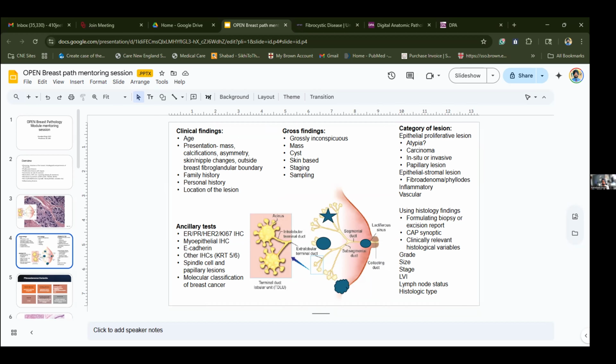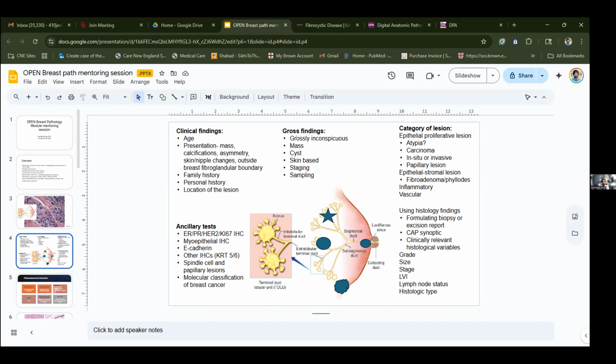Family history is important. As you know, many of the breast lesions, especially the cancer, 10 to 15% are hereditary. They have a genetic hit. Personal history, whether the patient has a history of breast cancer or not. Location of the lesion, as I said. So next is gross finding. In the module, I think the first section is on the gross. How do you submit sections? What do you look for when you have a breast tissue serially sliced?